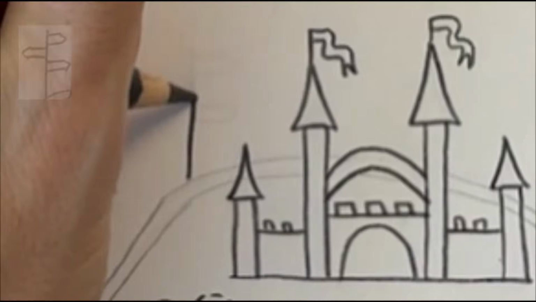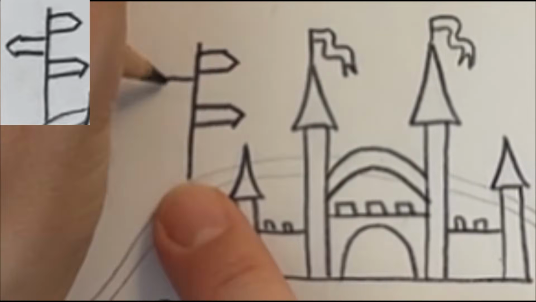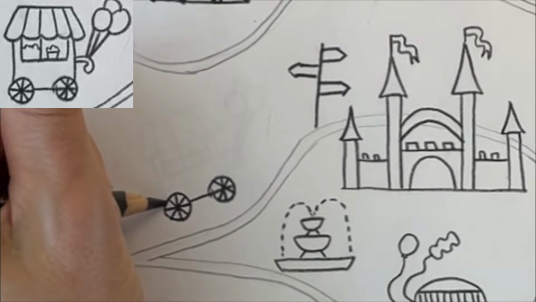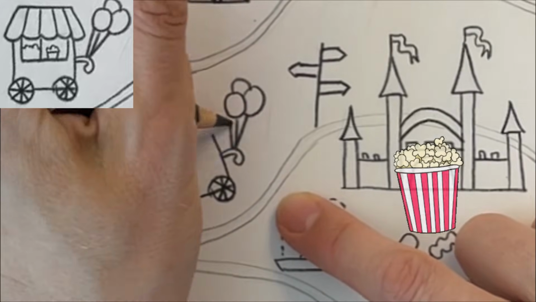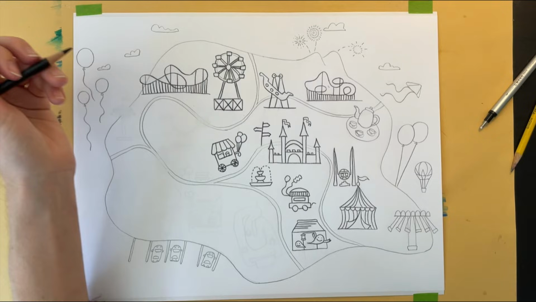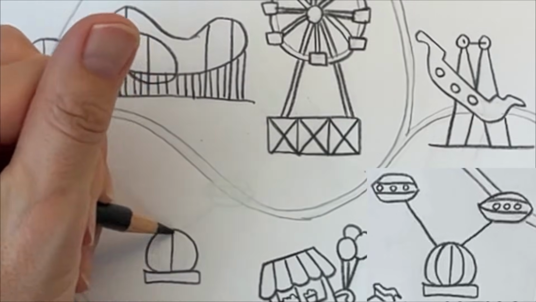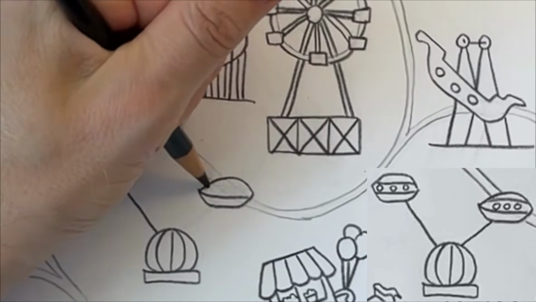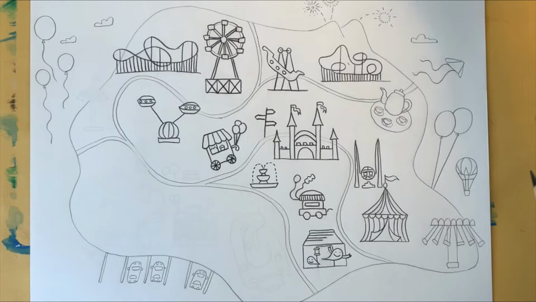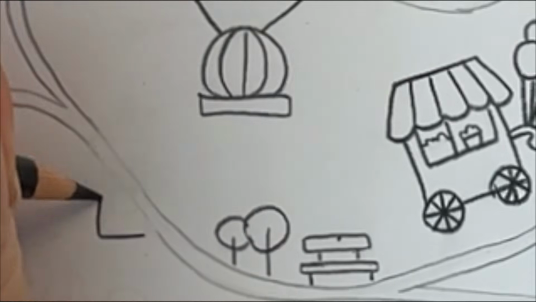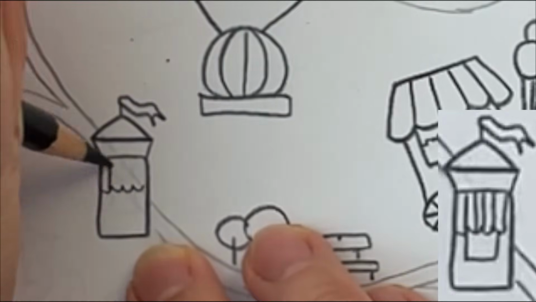Next, I'm adding a signpost here right in the middle of the park. Here, I'm starting with a couple wheels, then drawing a box. This will be a popcorn stand. I'm not sure what to call this ride. It looks a bit like a UFO ride. Now for a park bench and a couple of trees. This is just a random tower, maybe it's a ticket booth.